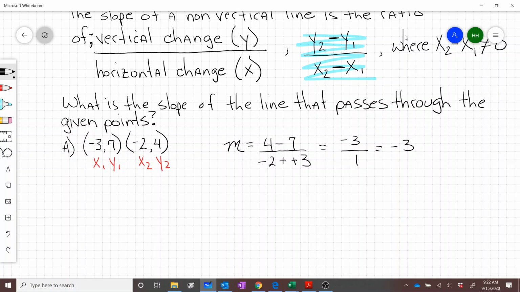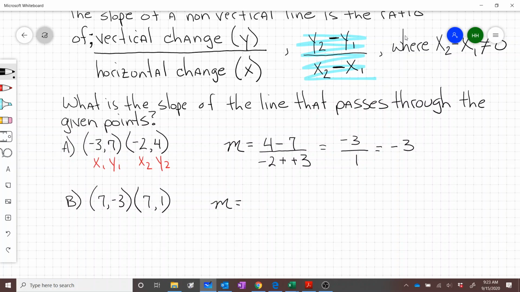Let's do one more. Let's try 7, negative 3, and 7, 1. Oh, this will be interesting. You notice anything about the x values? They're the same, right? Okay. So here's what this would look like.